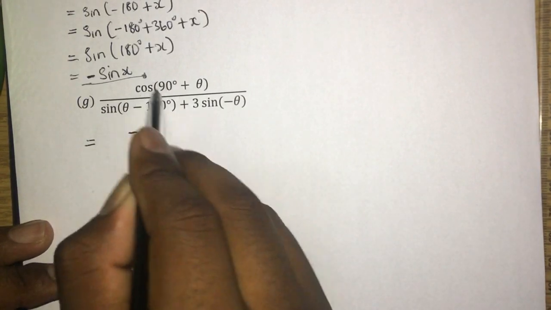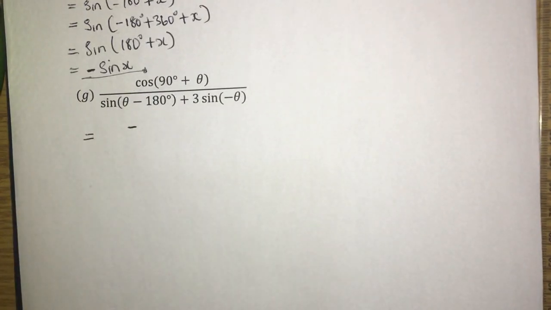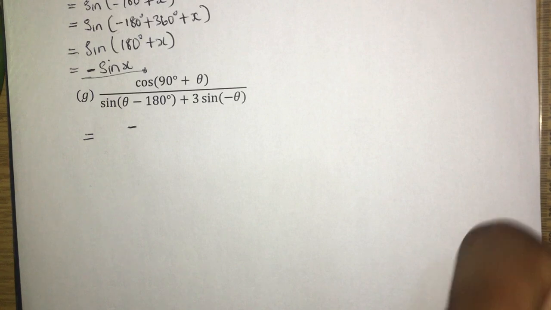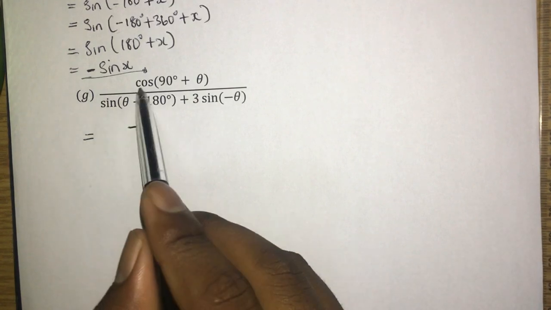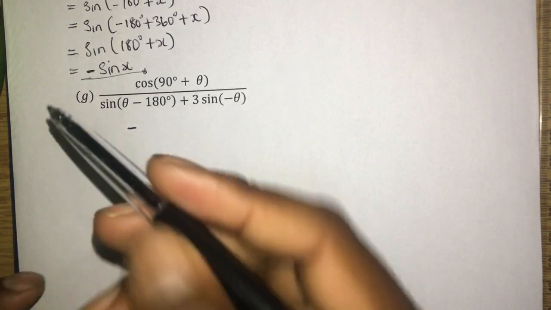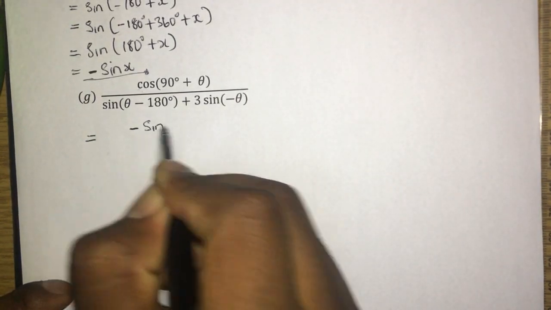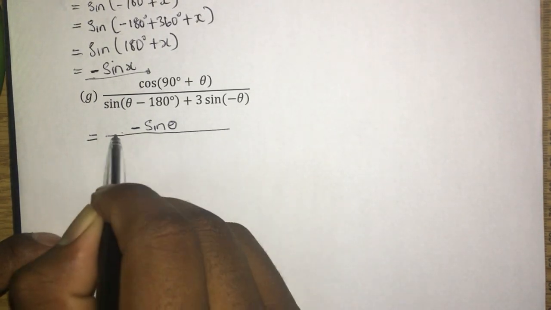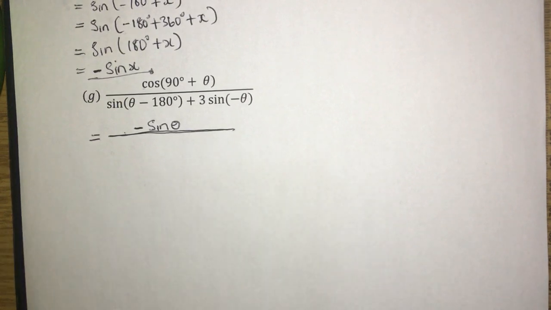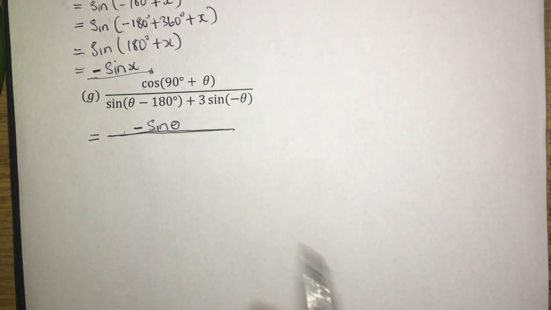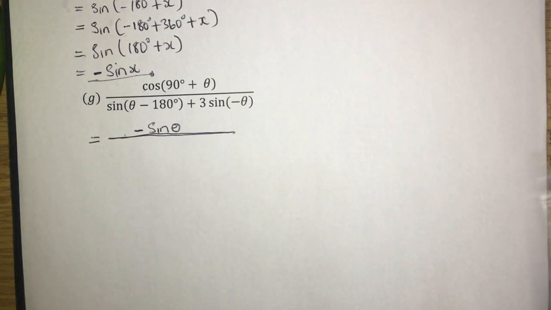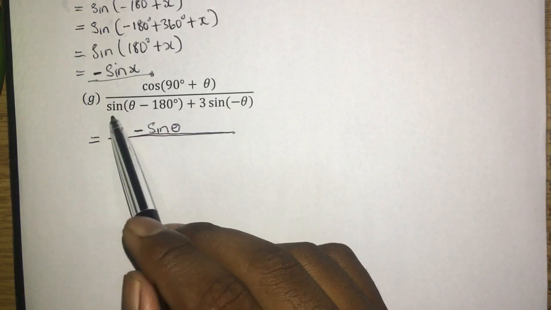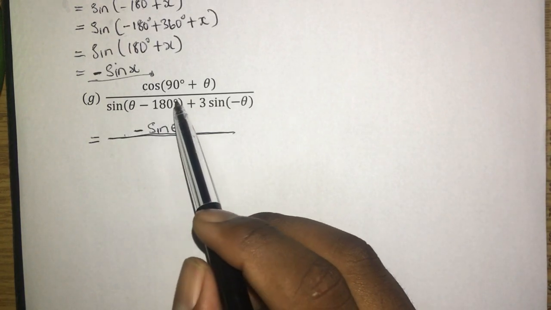Then does 90 cause an effect to cos? Yes. Remember, 90 is a cofunction. So it causes an effect between cos and tan. And we have cos, so it will change to sine. Then we'll get negative sine theta. Oh, sorry, I keep on saying degrees. Theta, sorry. So sine(theta minus 180 degrees).